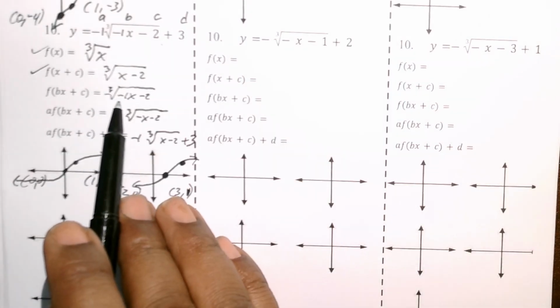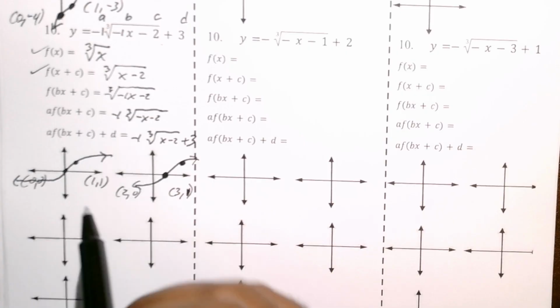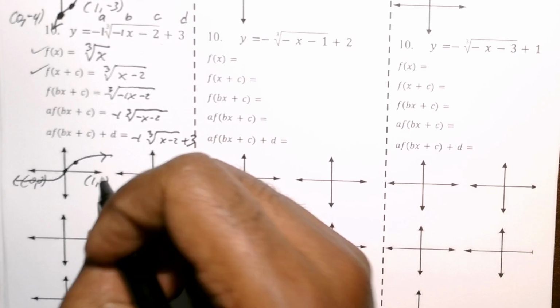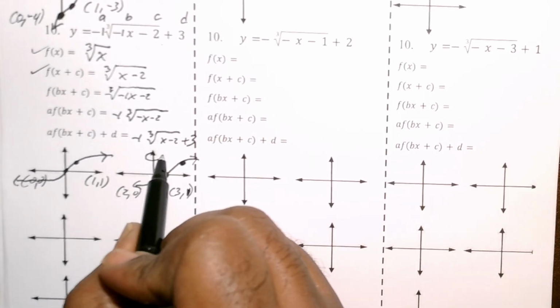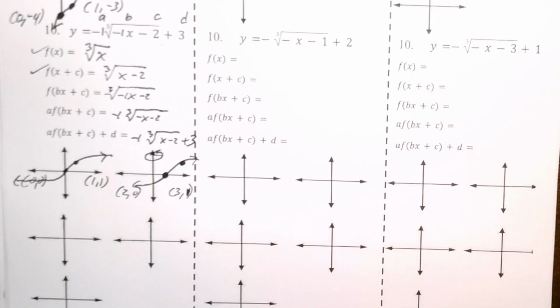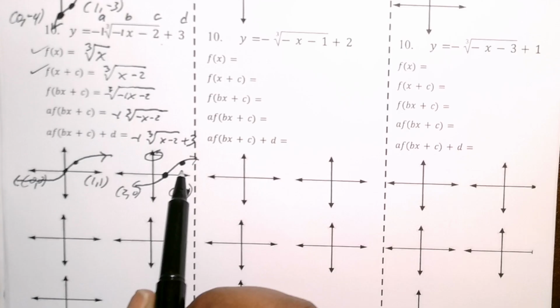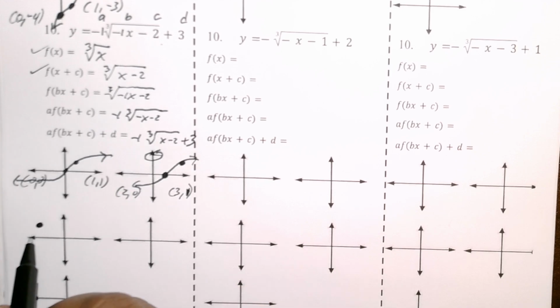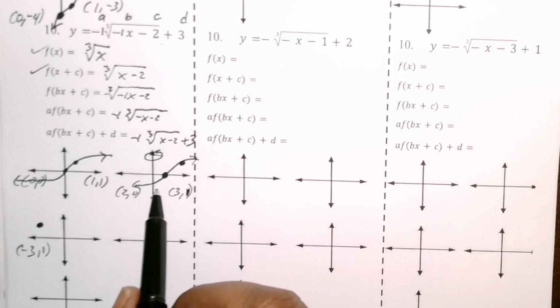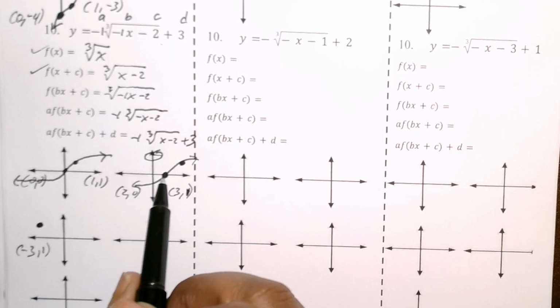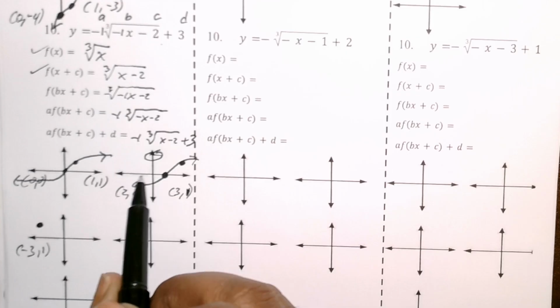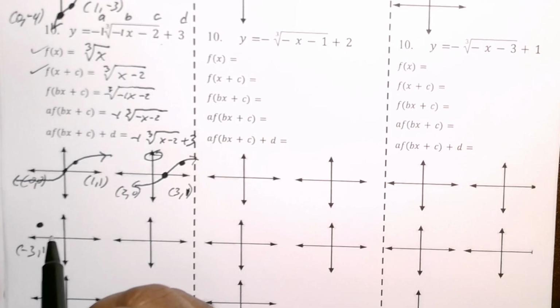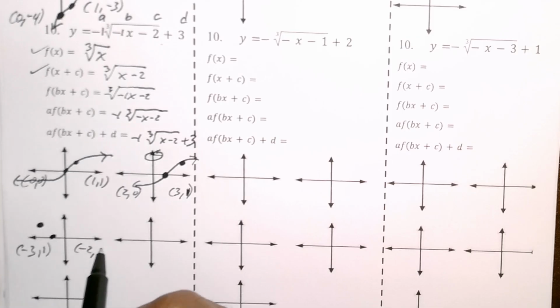A b parameter, which is negative 1, which is going to give us a rotation about the y-axis. So everything on the left is going to go to the right, everything on the right is going to go to the left. So 3, 1 here on the right would go to the left as negative 3, 1. So let's put a point here and say that's negative 3, 1. And my 2, 0 is going to go from the right side to the left side as a negative 2, 0. So right there, it's negative 2, 0.